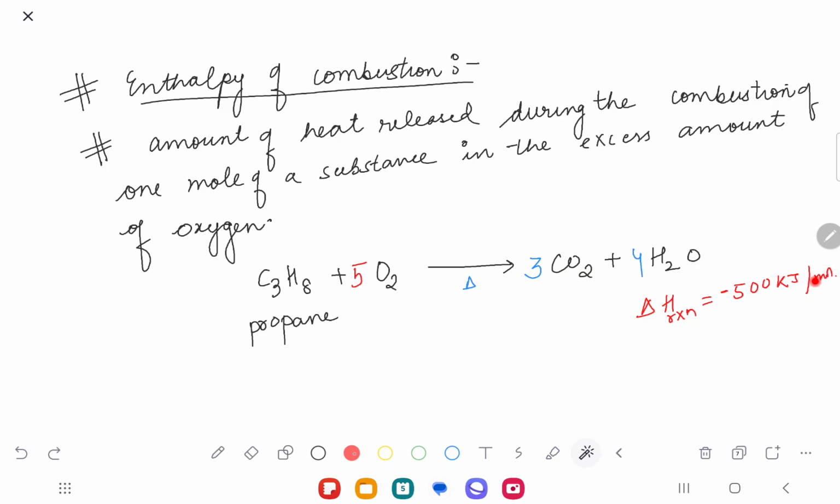And definitely per mole is correct. Why? Because here 1 mole of propane is getting combusted. This equation is showing that I do not care about how much oxygen is being used, oxygen can be in excess. I do not care about how much CO2 or water is being produced. But the amount of propane that I'm combusting is 1 mole, and this heat is the amount of heat produced when 1 mole of propane is combusted.